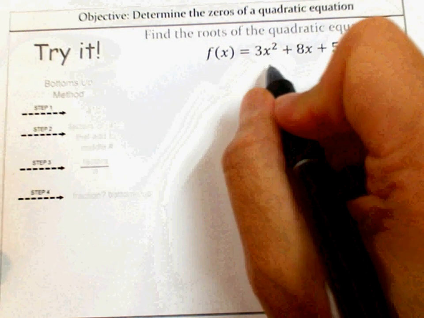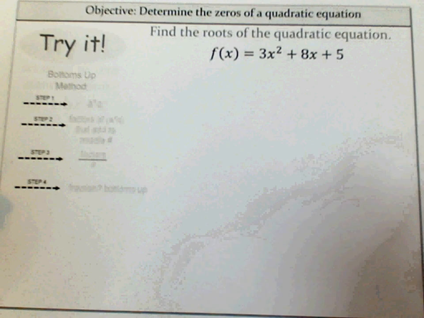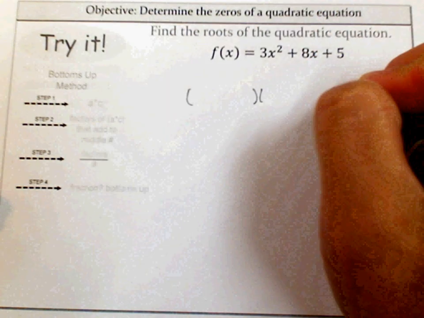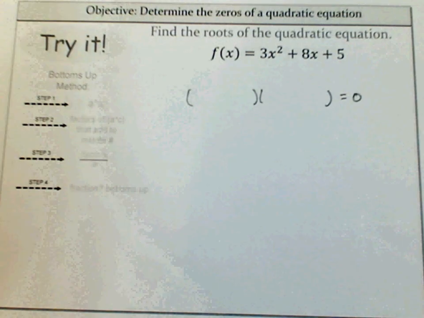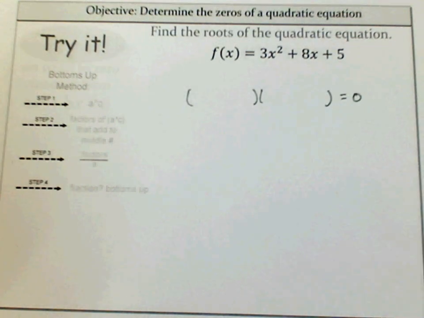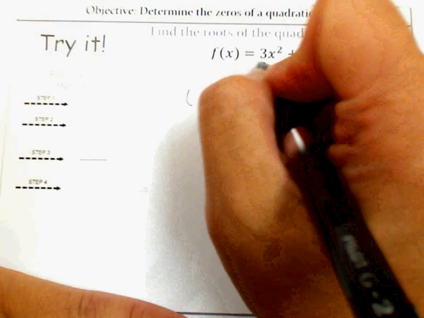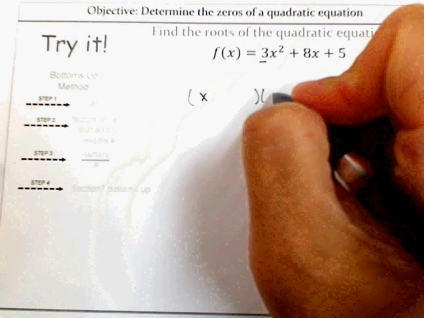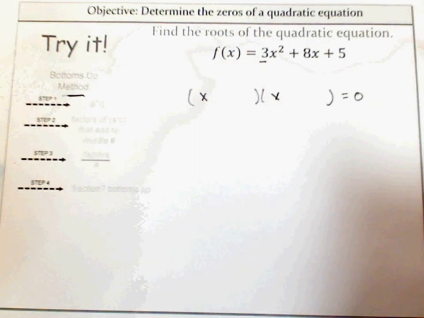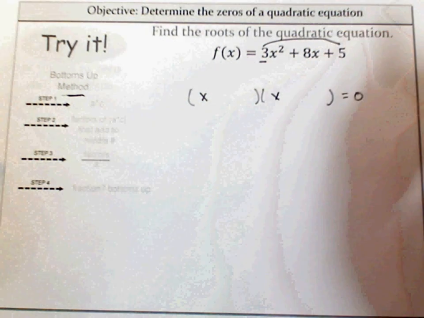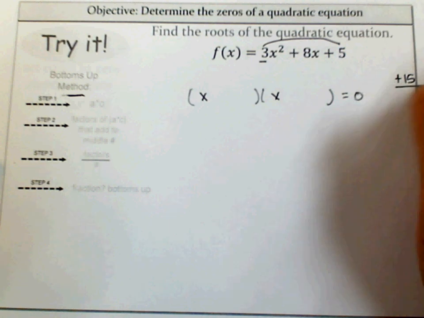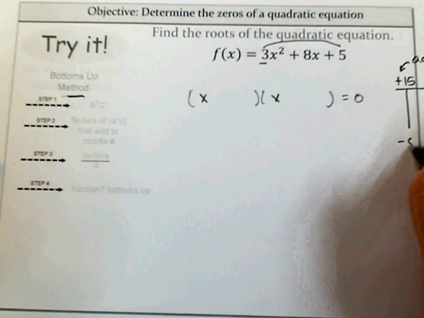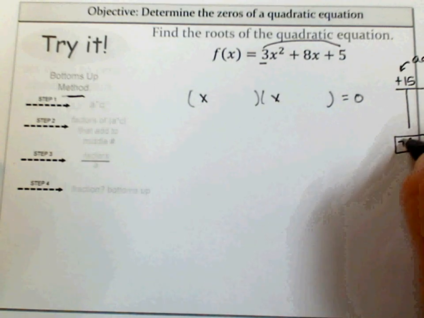Any greatest common factor to factor out? Nope. So I'm going to go ahead and draw my 2 sets of parentheses. Set that equal to 0. Okay? Here we go. That 3 is going to come into play later. Factors of x squared. X and x. And this method is called bottoms-up method. 3 times 5 is positive 15. See how that's positive? We're going to add 2 numbers, and we want them to add to get a positive 8x. That's your b. That's your middle term.